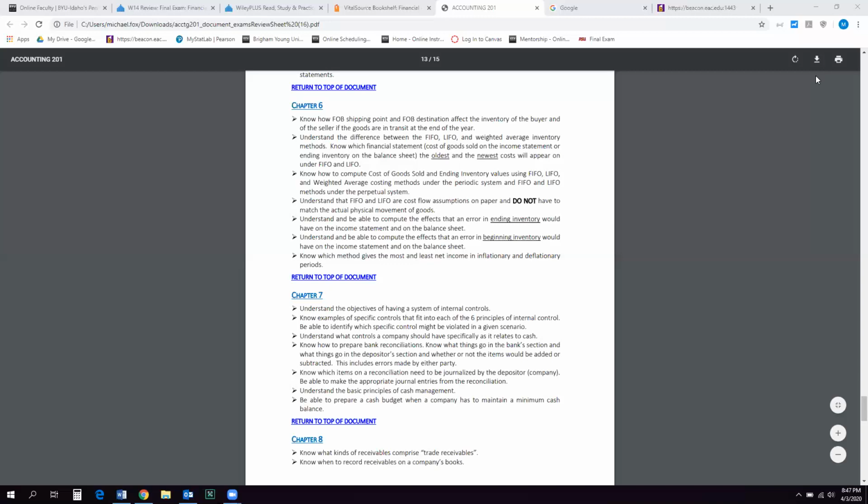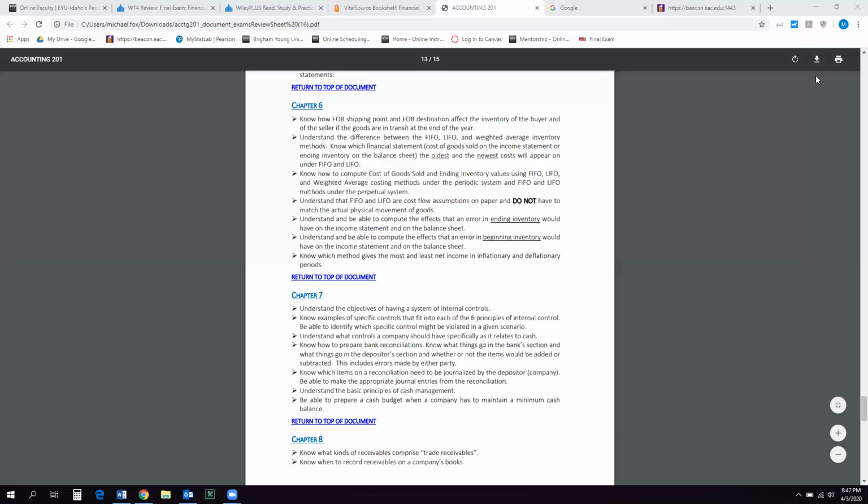Understand that first in, first out, and last in, first out are cost flow assumptions on paper and do not have to match the actual physical movement of goods. In other words, these are assumptions. Some companies might sell some of their newer stuff first, older stuff. In fact, the whole point of this is sometimes it's really hard to tell if you're selling the newer stuff or the older stuff. So instead what you do is you use one of these assumptions to estimate what your cost of goods sold and ending inventory are.